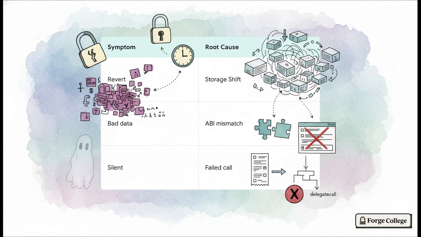Getting unexpected data? Probably an ABI mismatch, so go confirm your ABI usage. And if you get a silent failure where literally nothing happens, well, that's often a failed delegate call. Inspect that transaction receipt immediately because it probably failed quietly in the background.